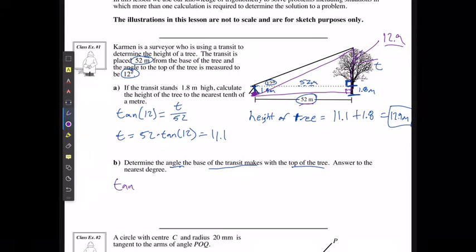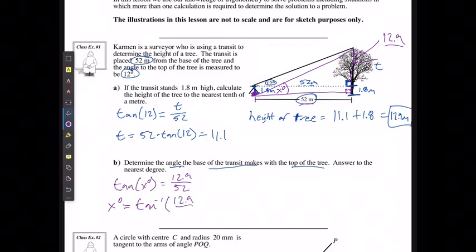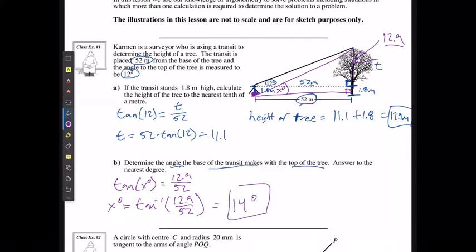Well, I'm going to say that tan of, let's call this x degrees, is going to equal 12.9 divided by 52, or x degrees is going to equal tan to the negative 1 of 12.9 divided by 52. And in this case, that is going to give me an angle of 14 degrees to the nearest whole degree.